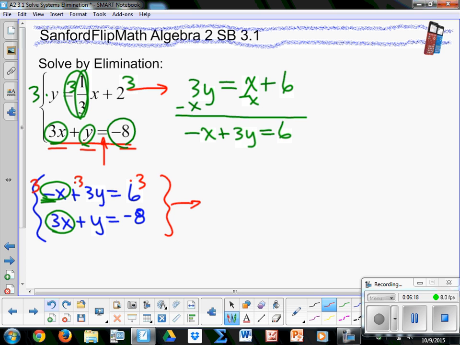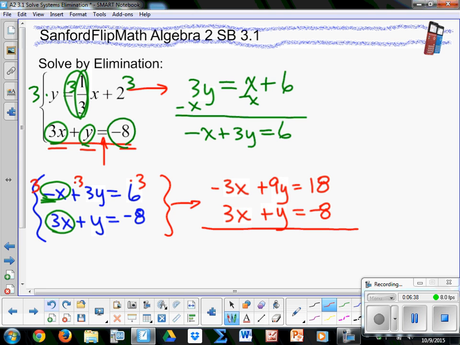Okay, so let me just kind of shove it over here. So negative 3x plus 9y equals 18. The bottom one is going to be positive 3x plus 1y, the same y, equals negative 8.